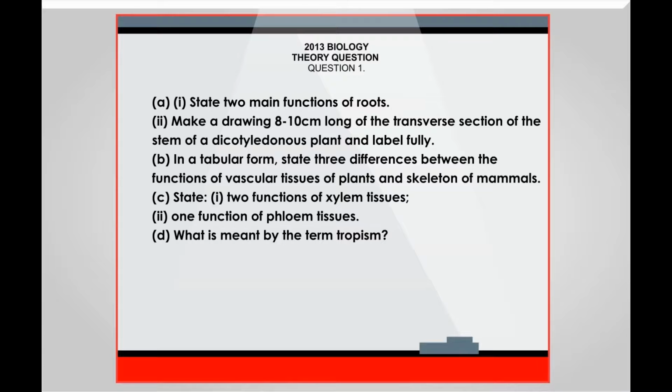and skeleton. C. State I. two functions of xylem tissues. II. One function of phloem tissues. D. What is meant by the term tropism?